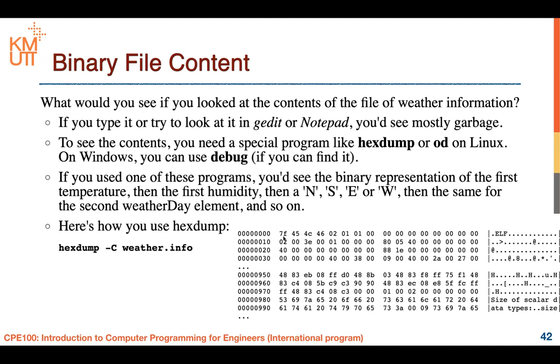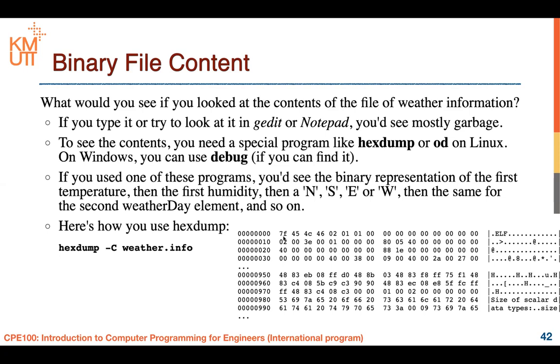Hexadecimal numbers start from 0 to F, right? 0, 1, 2, 3, 4, 5, 6, 7, to 9, and then A, B, C, D, E, and F, to represent 10, 11, 12, until 15. This is hexadecimal. Do you remember?